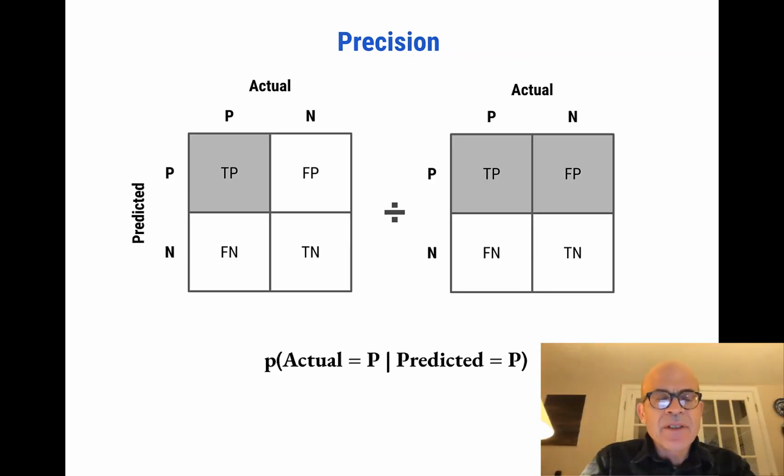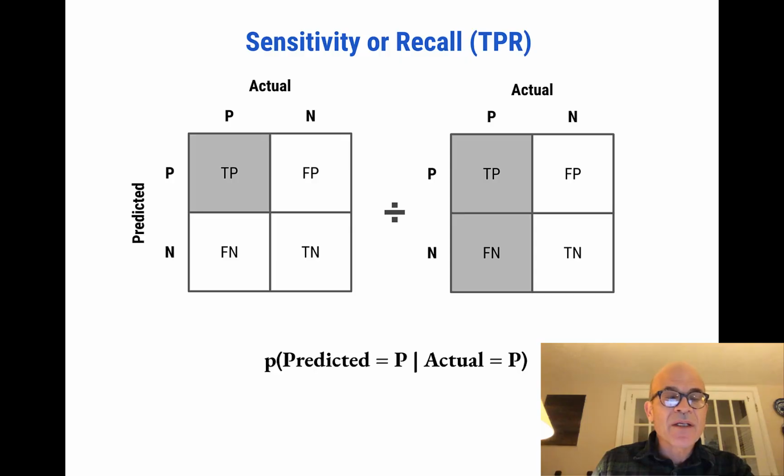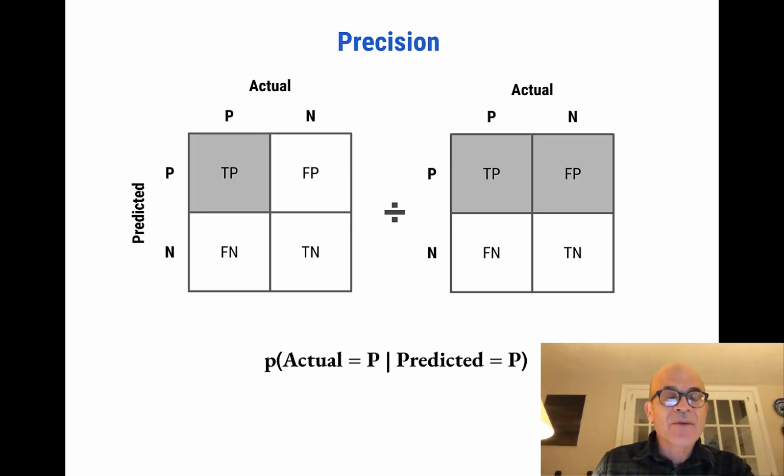Precision is the opposite. It's the probability that it was actually positive, given the total number of predicted positives. You can see how they're visually flipped, reverses of each other. Recall is predicted equals positive given actual equals positive, and precision is actual equals positive given predicted equals positive. So they're flips of each other in that sense.